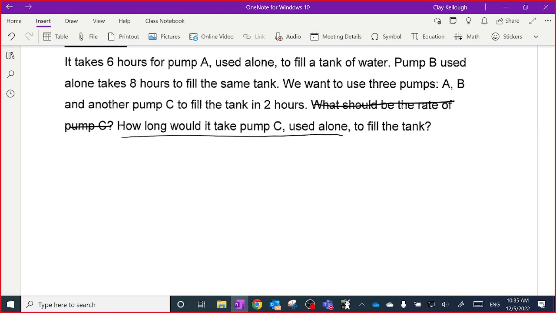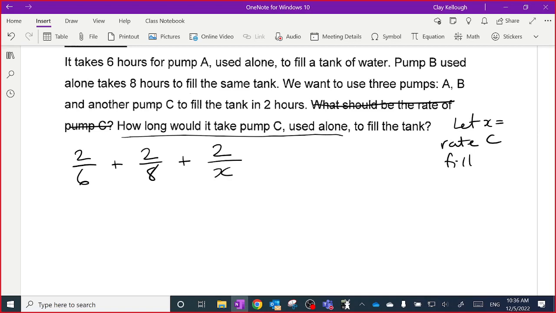again, the same way. We know that pump A, in terms of hours per rate, is 2 out of 6. Pump B, in terms of hours worked per rate that it works, is 2 out of 8. Pump C is 2 over I don't know. So that's my variable. I guess I should define my variable. Let x equal rate C fills the tank. And then together, that would fill one tank.